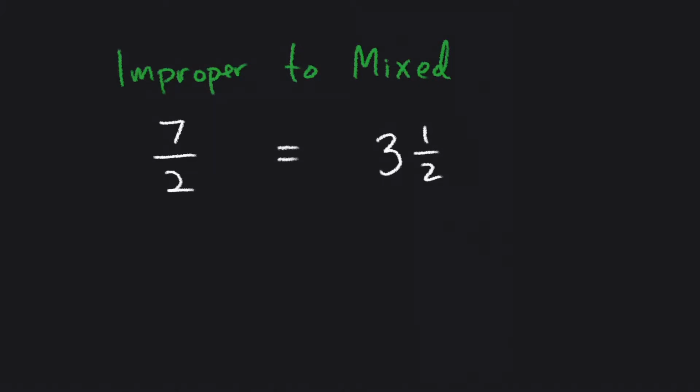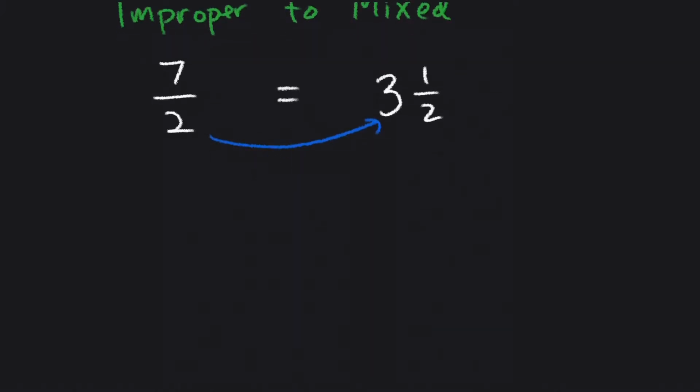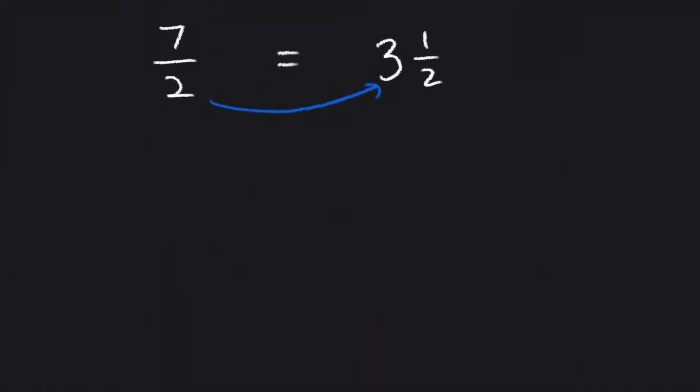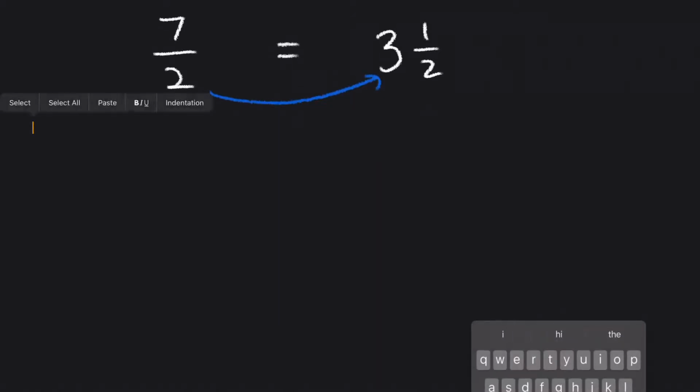So our job today, or at least in this video, is to take an improper fraction and figure out how to write the corresponding mixed number that's equivalent to it. Let's figure out what's going on behind the scenes, and then let's develop some techniques to do it all in our head. The first thing we're going to do is think about what 7/2 looks like.